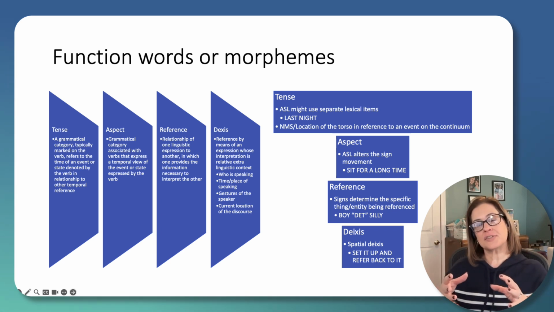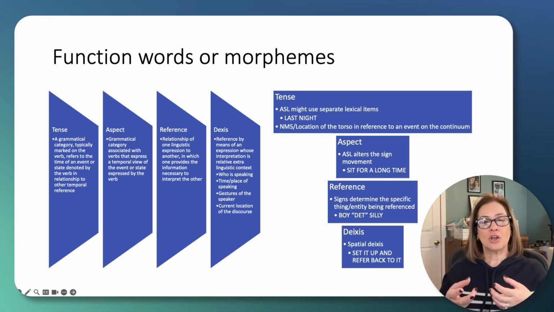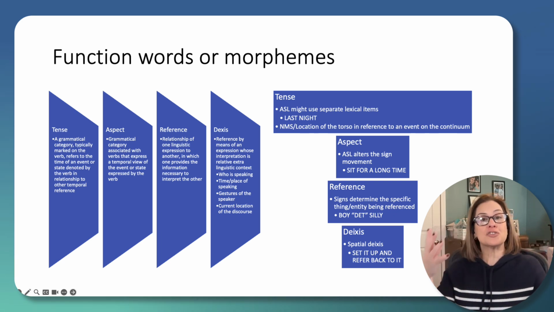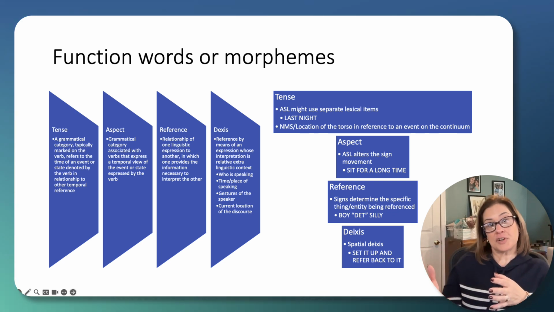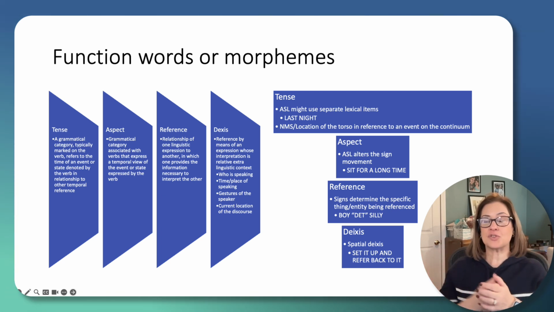So all of these things, they add additional information and it embellishes the thought. It gives you more content. Is it necessary to make a full thought? No, but it adds different things. So for tense, ASL might use separate lexical terms like last night.